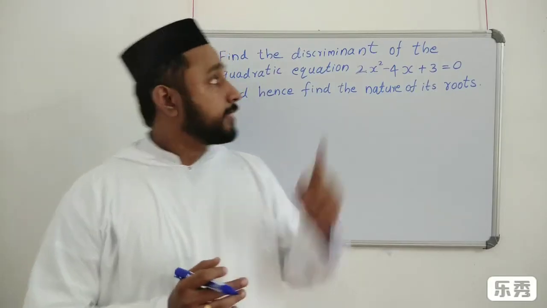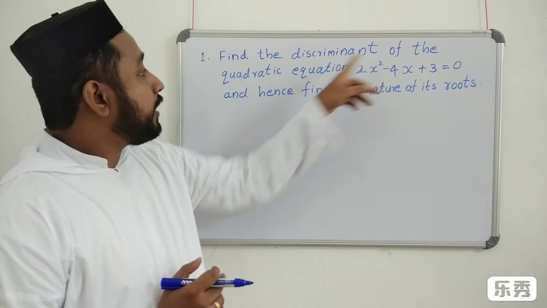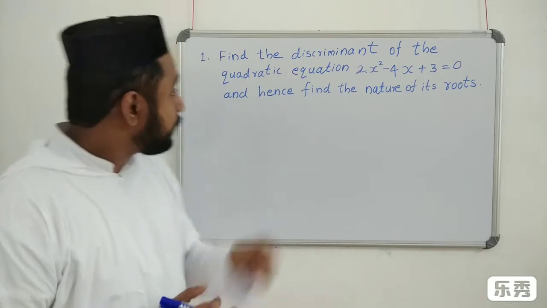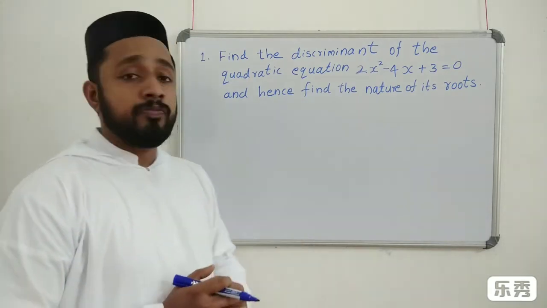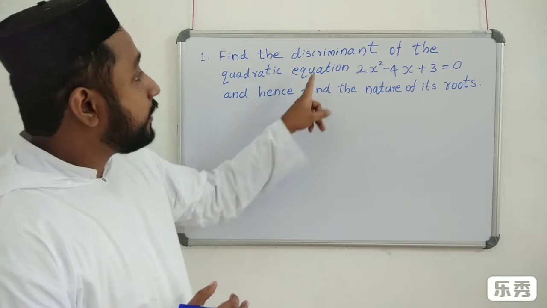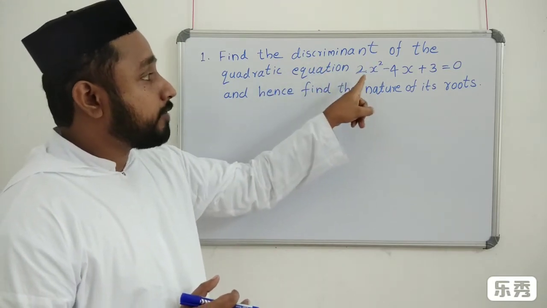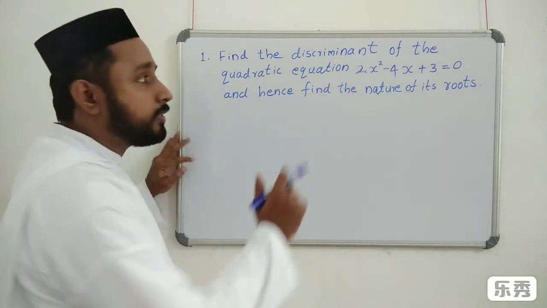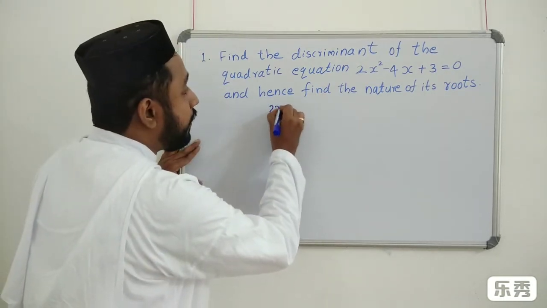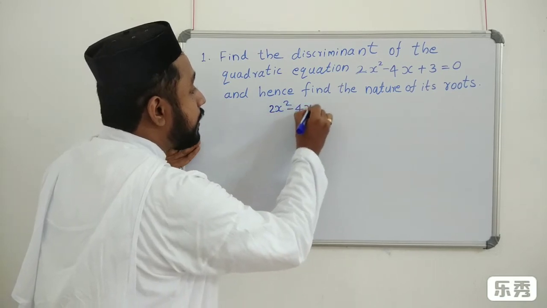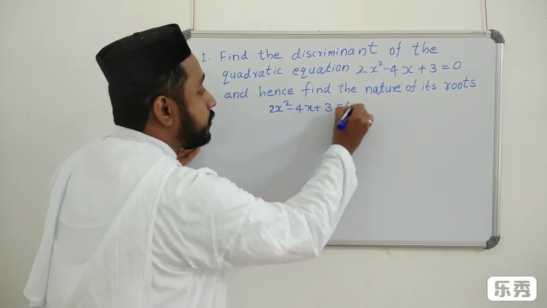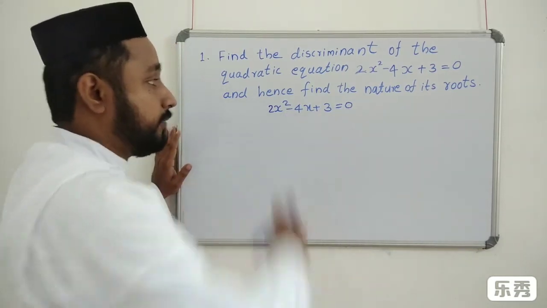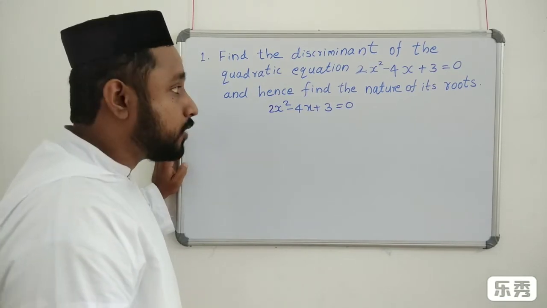Let us consider an example. Find the discriminant of the quadratic equation 2x² − 4x + 3 = 0, and hence find the nature of its roots. First we have to find the discriminant of the quadratic equation 2x² − 4x + 3 = 0. First I am going to write the quadratic equation 2x² − 4x + 3 = 0. First we are going to find the discriminant of this equation.